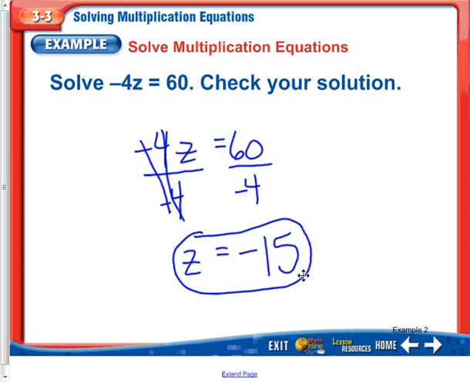And again, with your calculator, you can check that. You can type in negative 4 times negative 15, and you get a positive 60. Or you can already understand that we have 2 negatives, so we know it's going to be positive, and just type into your calculator 4 times 15. That'll also give us 60.